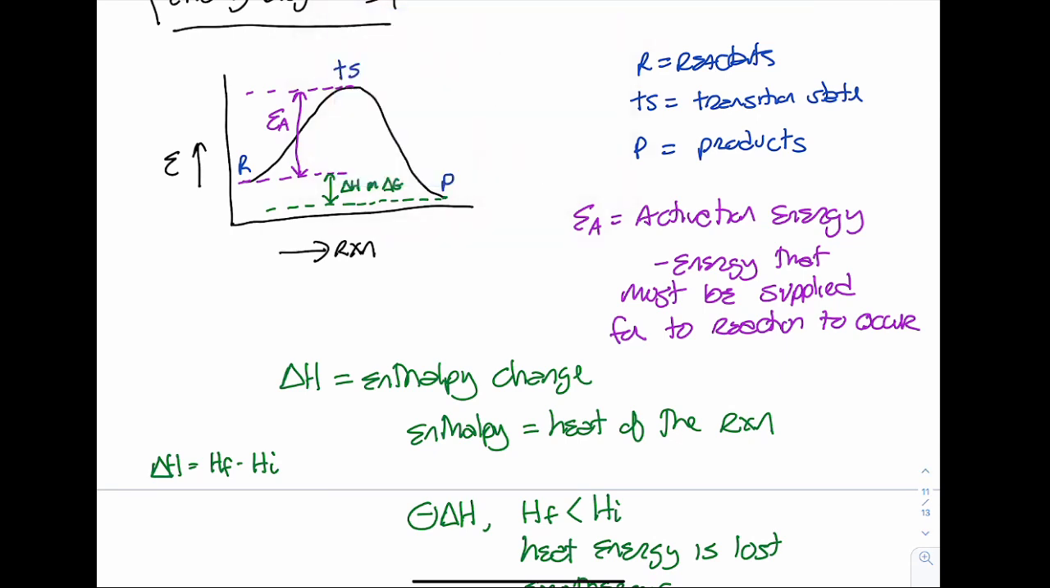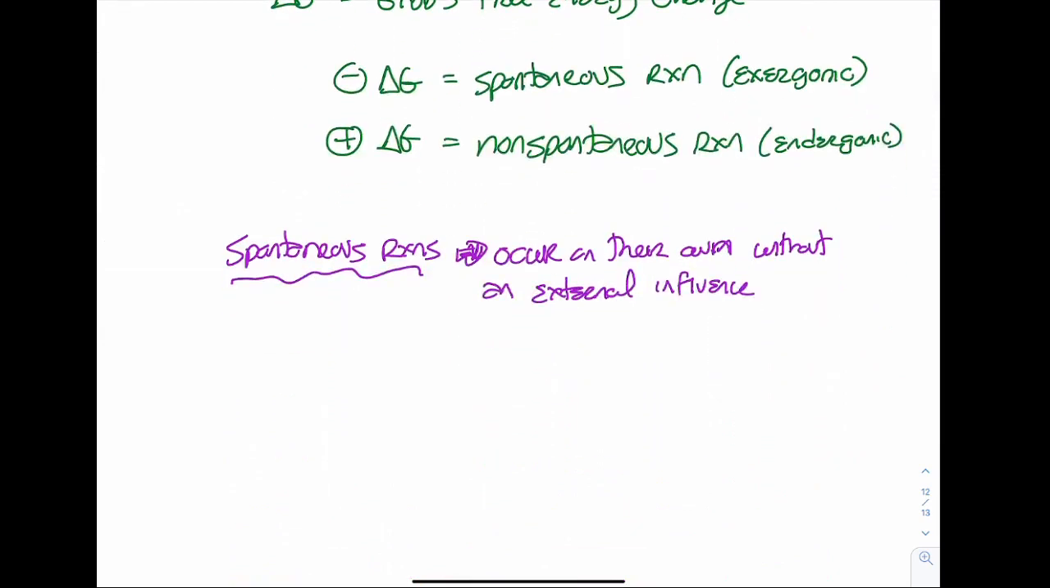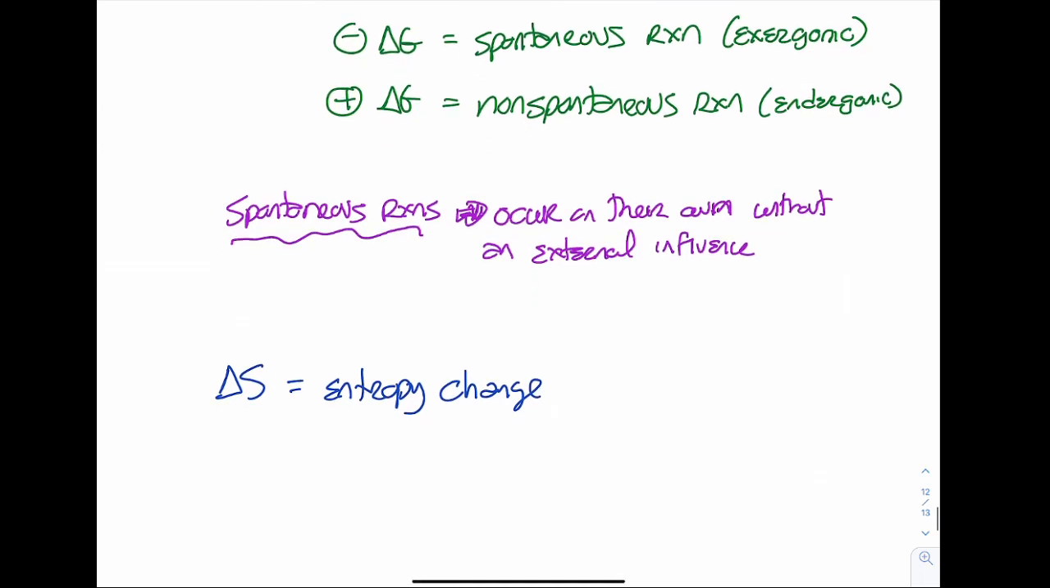I do want to review entropy real quick since we've mentioned it. Remember entropy, that's going to be S. So I'm going to look at my entropy change, delta S. And we said that this was a measure of molecular disorder, or entropy is a measure of molecular disorder, or randomness.